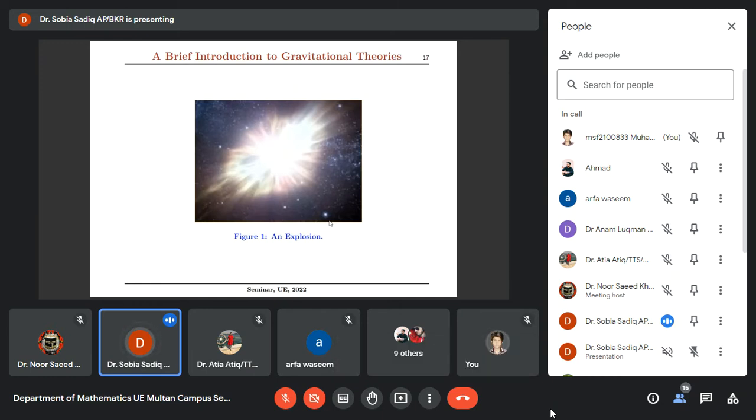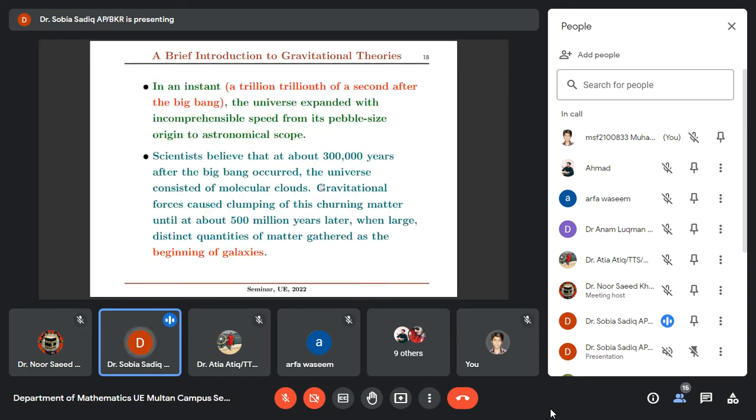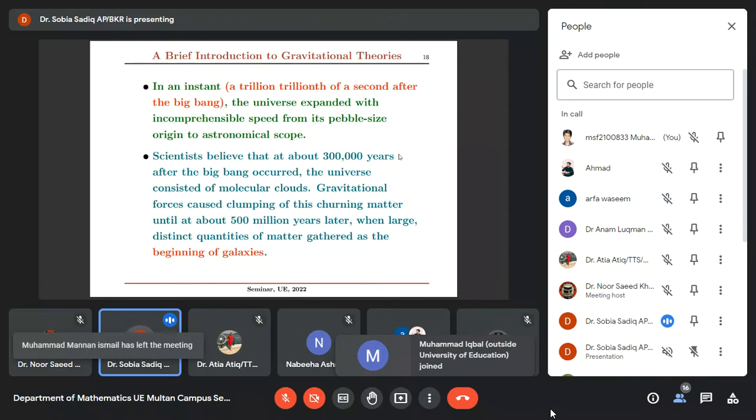The human mind is always curious about how our universe came into being. Scientists believe that an explosion occurred and then in an instant the universe expanded with incomprehensible speed from its tiny, stable-size origin to astronomical scope. Scientists believe that about 300,000 years after the Big Bang, the universe consisted of molecular clouds. Gravitational forces caused clumping of this matter until about 500 million years later, when large distinct quantities of matter gathered at the beginning of galaxies.